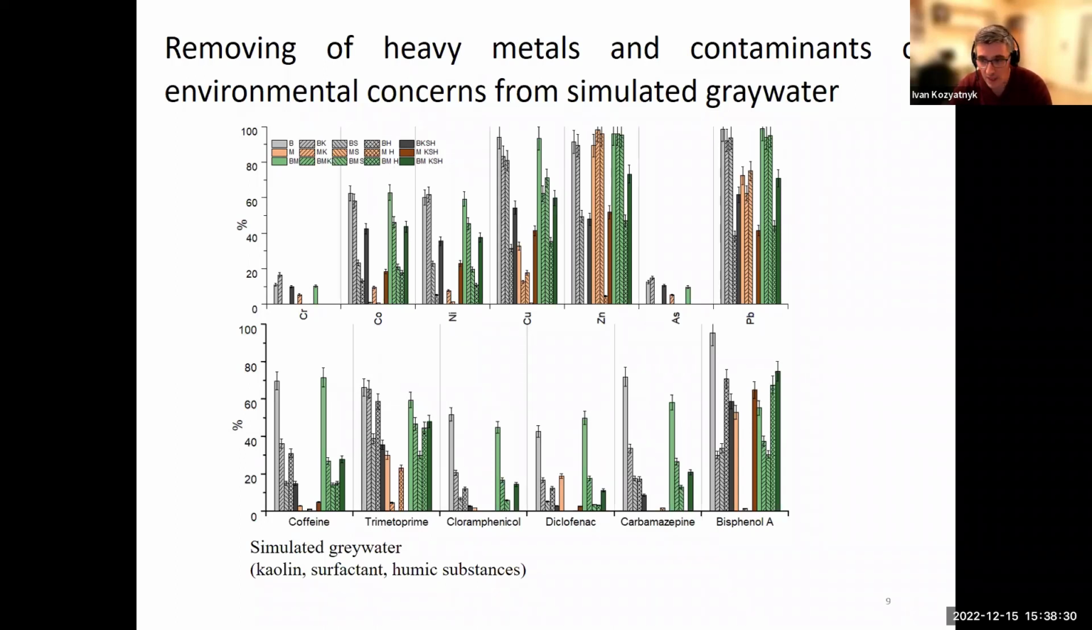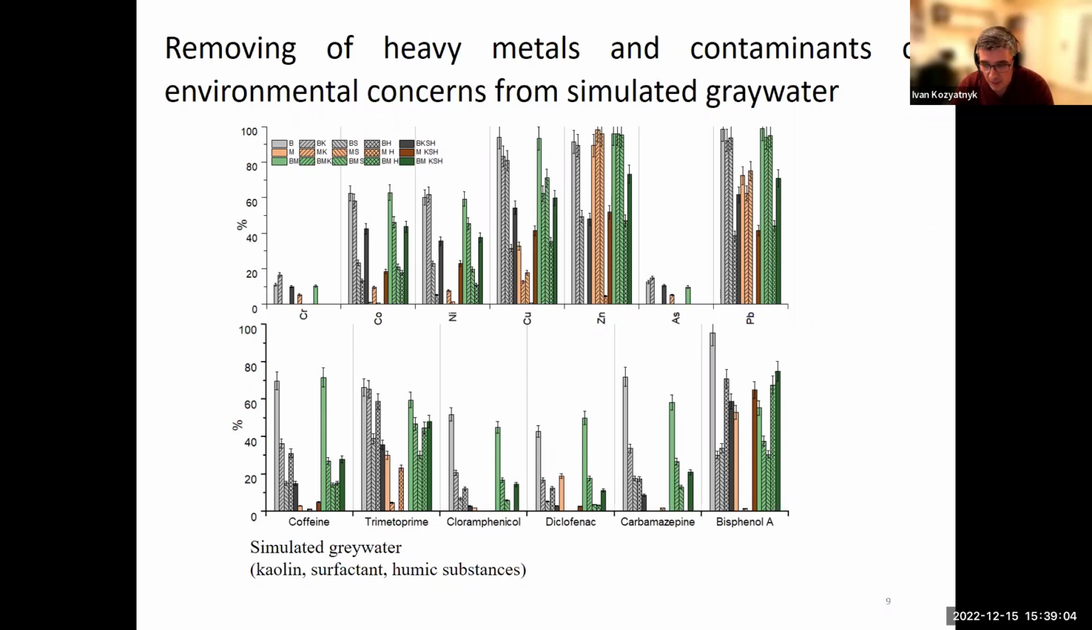So we may say that humic acids inhibit removal of color, turbidity, heavy metals, most likely by a complexation mechanism. Kaolin almost does not prevent the removal of heavy metals, but inhibits the removal of organic contaminants, and surfactants inhibit the removal of both heavy metals and organic pollutants.